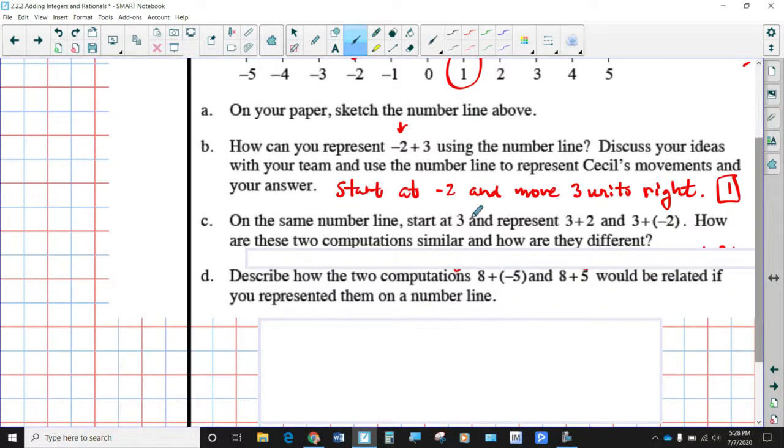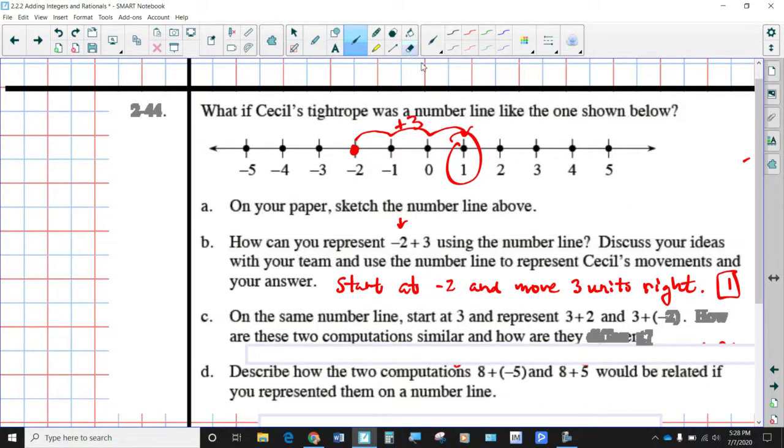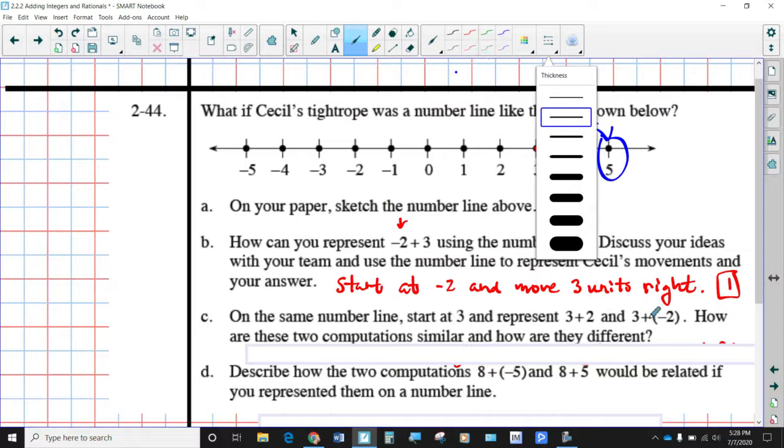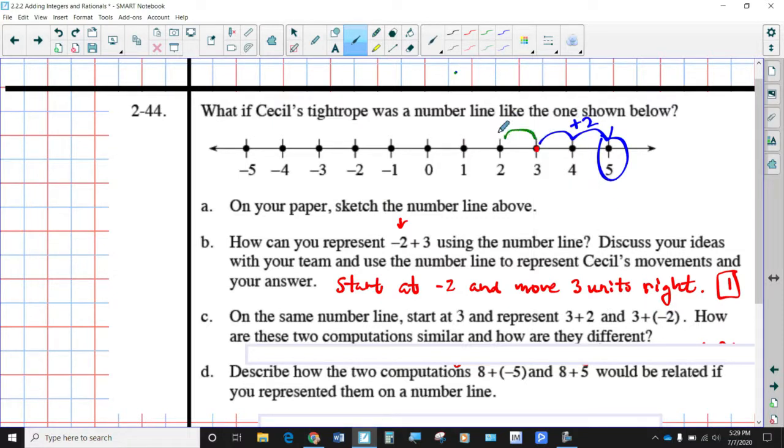On the same number line, start at 3 and represent these two motions. You got 3 plus 2 and then 3 plus -2. So I'll clean this up a little bit. Let's try this again. So what does it say? Start at 3. So we're going to start here at 3, and then we're going to do it one way. I'll do this one in blue, where he goes 3 plus 2, 1, 2. Puts him at 5, right? So 3 plus 2 is 5. And then if we go in the other direction, because it says to go plus a -2, that means we're going to the left, 1, 2. And that puts him at 1. So 3 plus -2 is equal to 1.